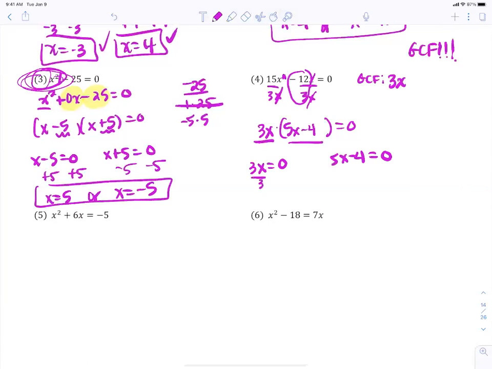So the first one I'm going to divide by 3. 0 divided by 3 is 0. On the second one here, I'm going to add 4 to both sides. We're going to be left with 5x equals 4. And if I divide by 5, it doesn't turn out to be the nicest, but we get x equals 4/5. And there we go.